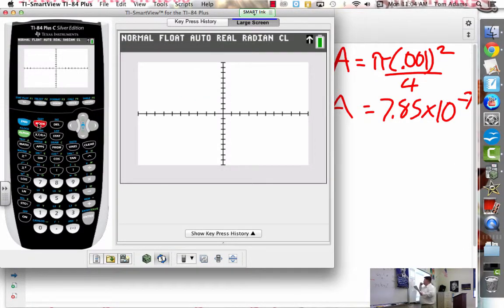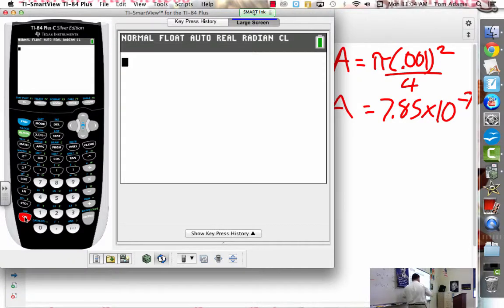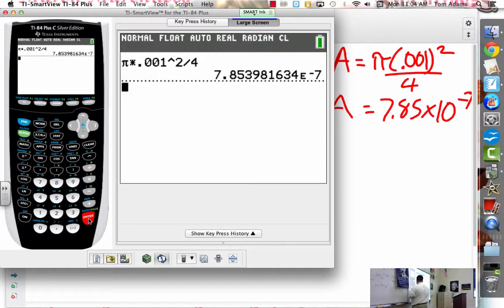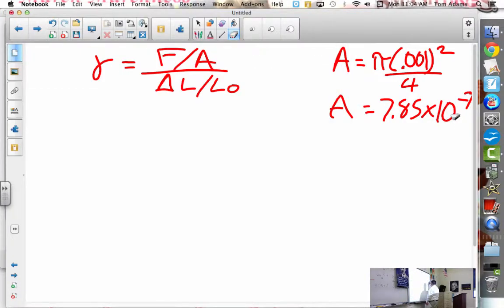So let's just verify that and make sure Mr. Adams has his notes written down. If you have your calculator, pull your calculators out, turn them on, make sure you know how to plug this in. So what I end up with is pi times 0.001 squared divided by 4. Yeah, 7.85, and remember, e to the negative 7 is the same as 10 to the negative 7. I could do a better job of how I write that in. It just didn't quite fit on my board there.